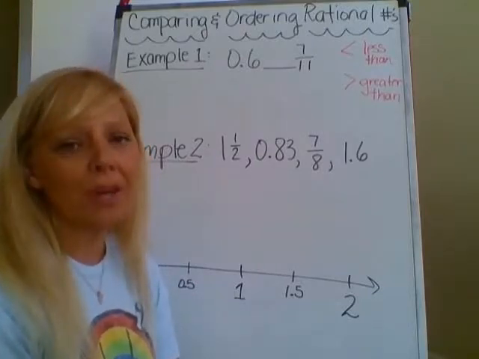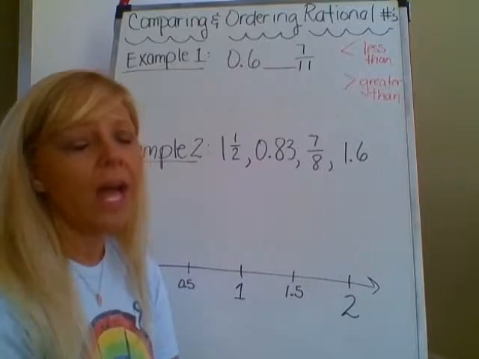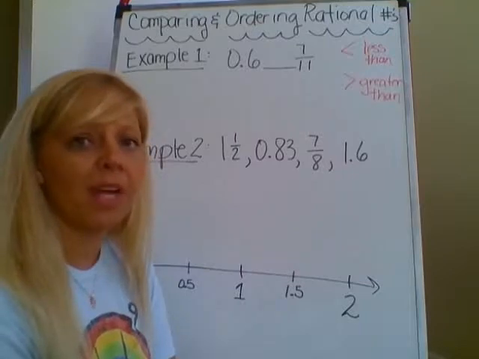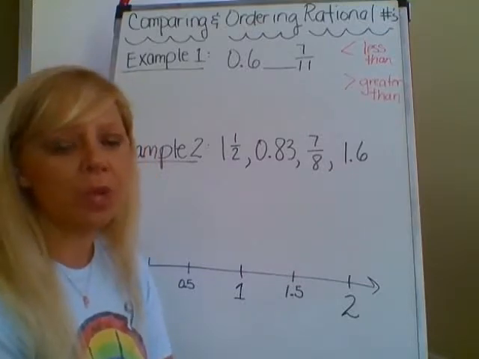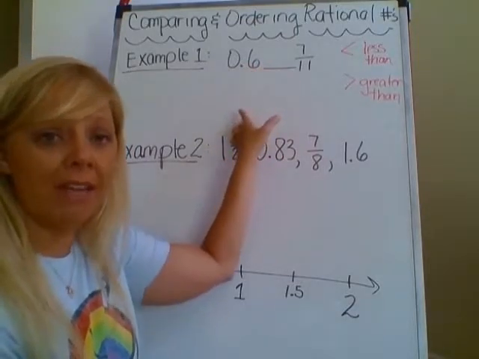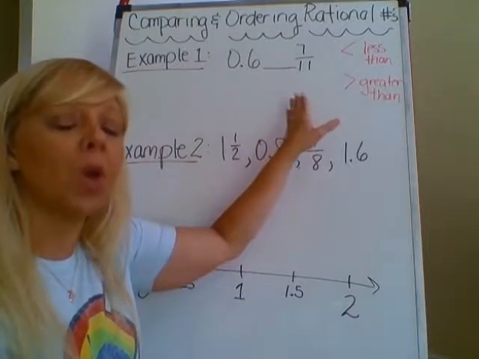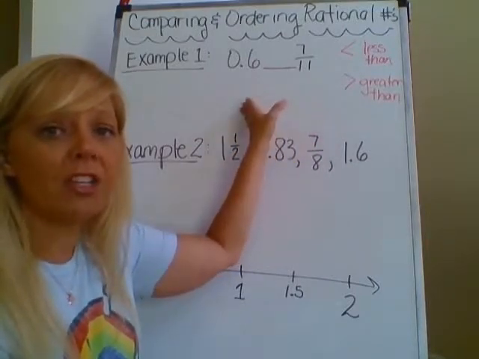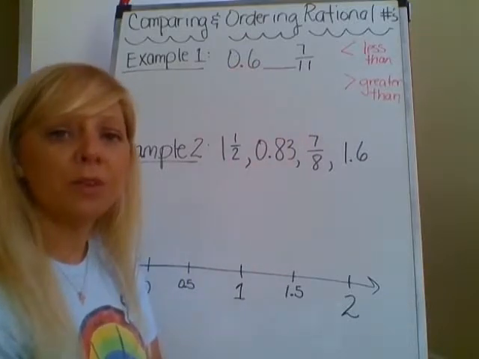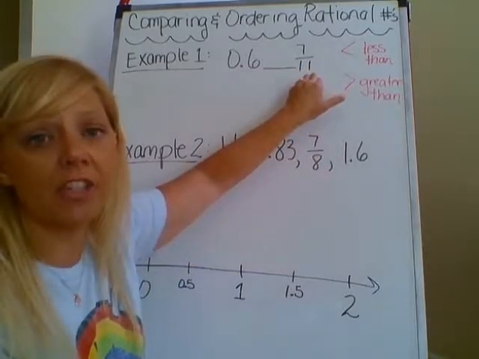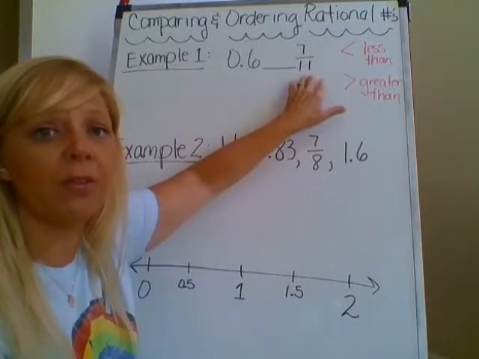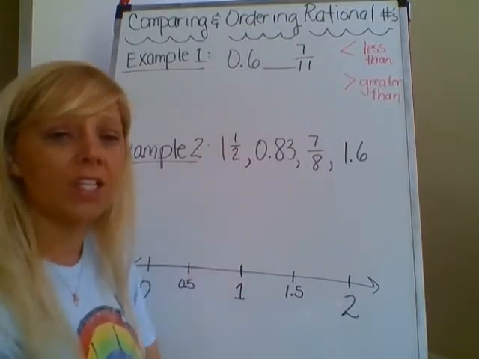So when I compare and order rational numbers, what I usually like to do is I can place them on a number line, or if I'm not sure where to put them on the number line, you can change both of them to an equivalent form. So I could change this to 6/10. And then I would have to make equivalent denominators and make equivalent fractions so I can compare my numerators. In my mind, that's a little bit more difficult than taking 7/11 and just changing that into a decimal. I think decimals are easier to compare than fractions. I think they're less work, but again, it's your choice.